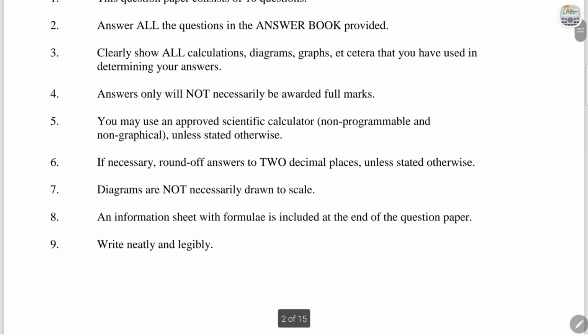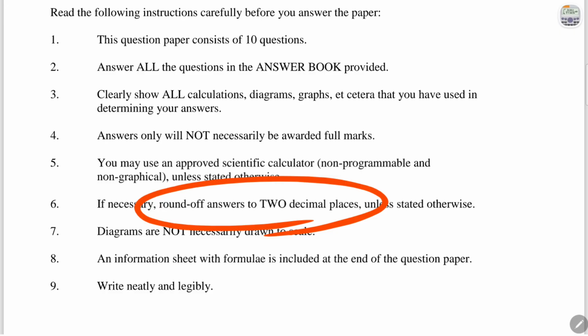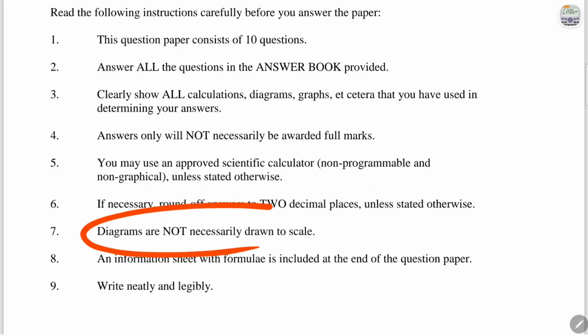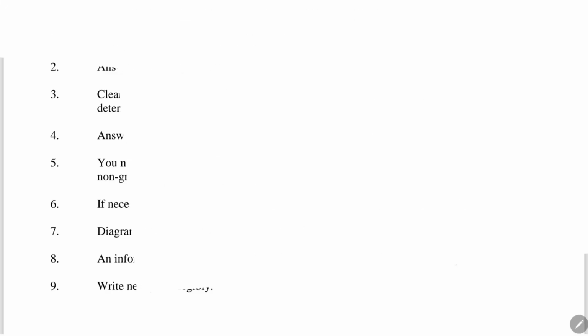Okay, so we have an information sheet. Remember to round off to 2 decimal places unless stated otherwise. The diagrams are not necessarily drawn to scale. And there is a formula sheet at the end of the question paper. Okay, with that being said, let's get into this video.